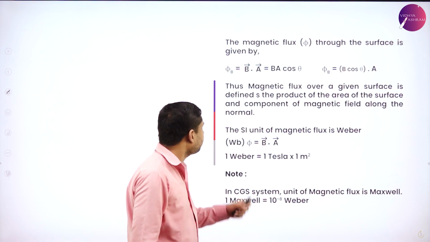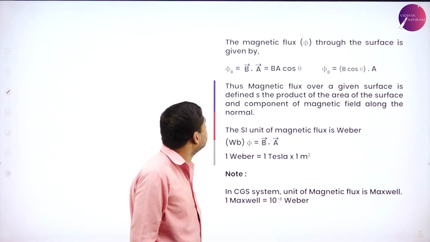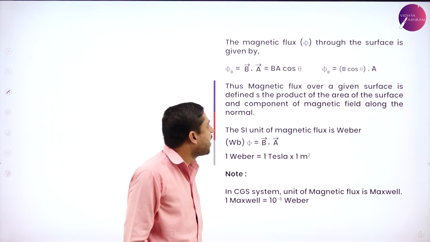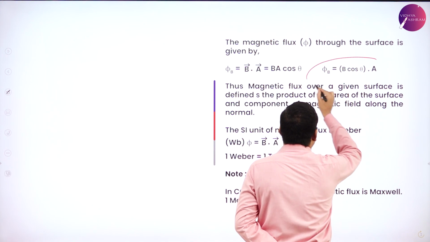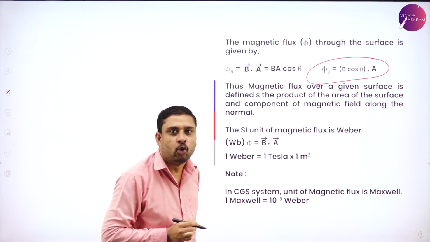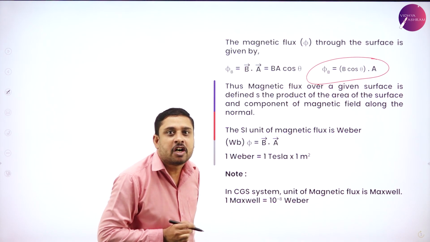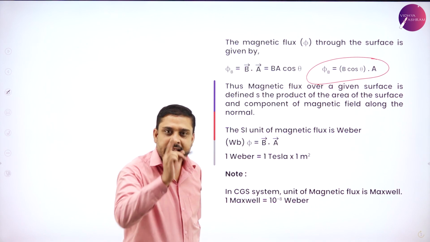Now, the magnetic flux through the surface is given by phi B is equal to B cos theta into dS.